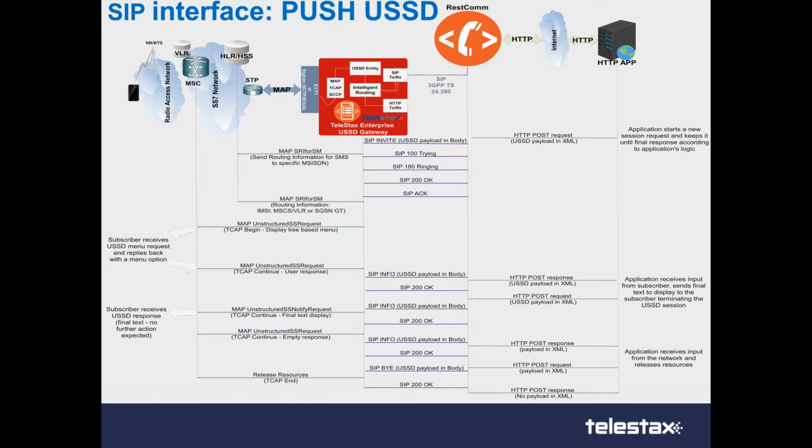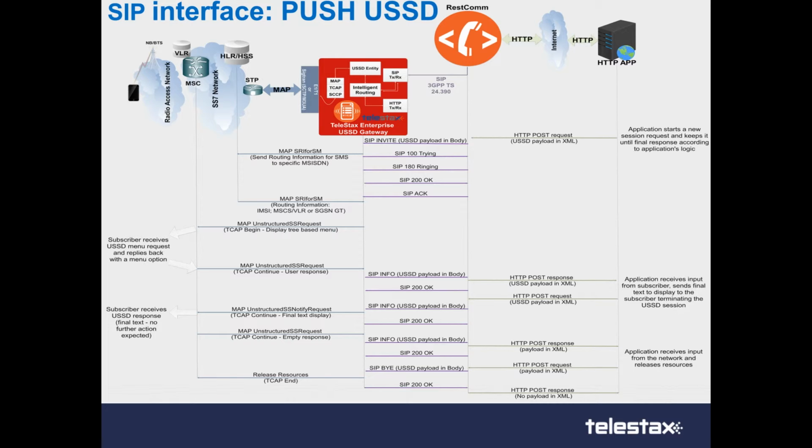Consequently, it performs a MAP send routing info for short message inquiry to the HLR by using the MSISDN carried in the SIP invite request line. After retrieving the IMSI and the global title of the serving entity, normally the mobile switching center or VLR at which the target subscriber is attached, it proceeds with the MAP unstructured SS request as indicated in the originating SIP invite message.